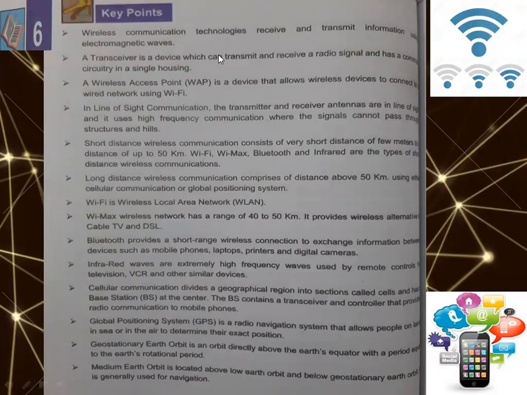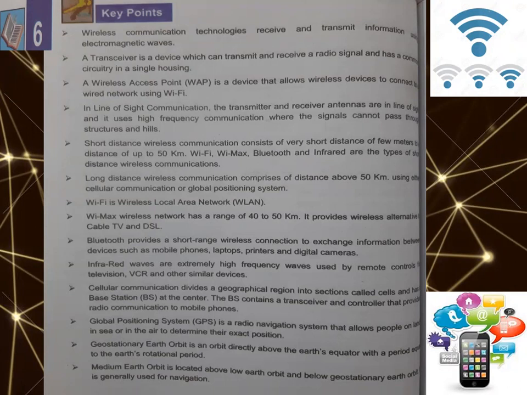So dear students, this is the end of our chapter. These are the important key points of this chapter, which we have already discussed in all lectures. First, wireless communication technologies receive and transmit information using electromagnetic waves. Second, a transceiver is a device which can transmit and receive a radio signal and has common circuitry in a single housing.